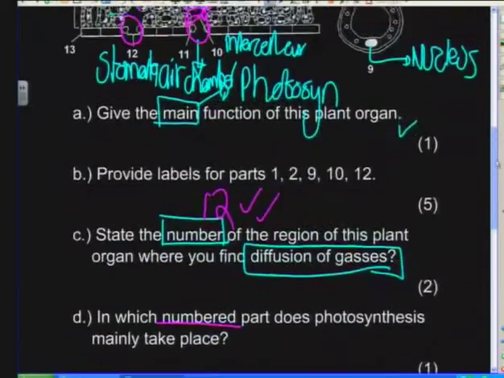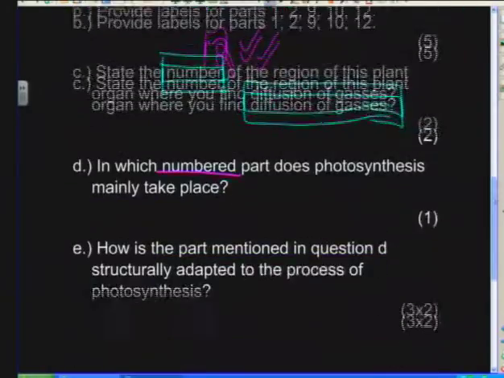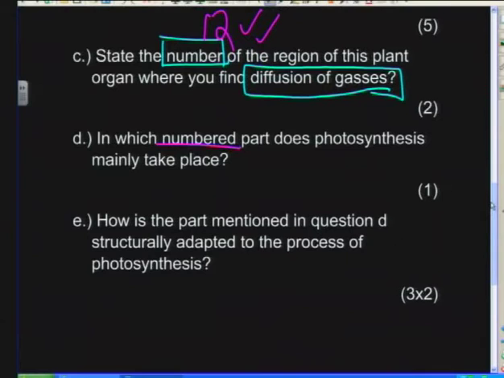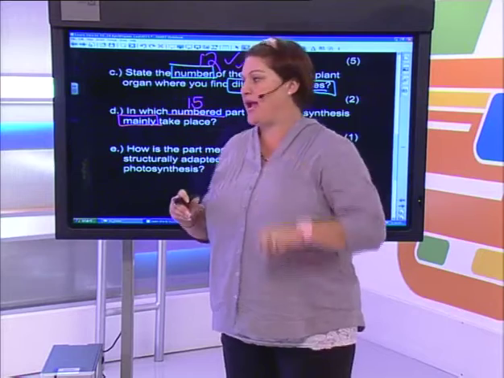We're going to go with number 15, because that's the part, the palisade. Okay, mainly, there we go. Another word, mainly. That's why we know it is not the spongy mesophyll, even though photosynthesis does take place there, not mainly.